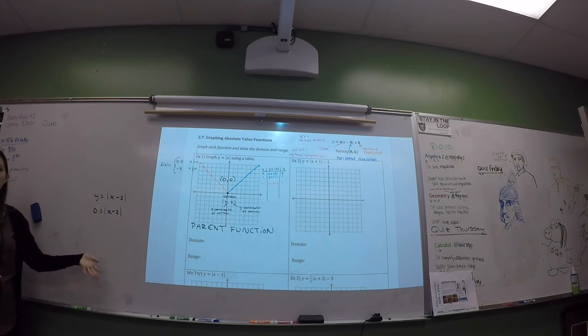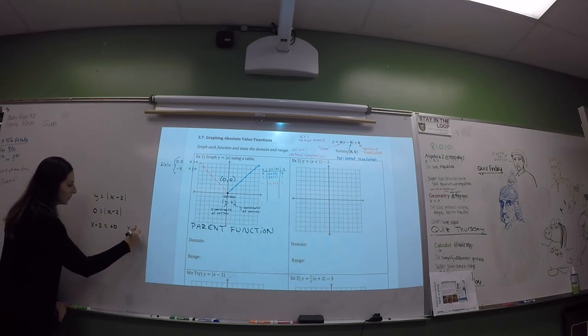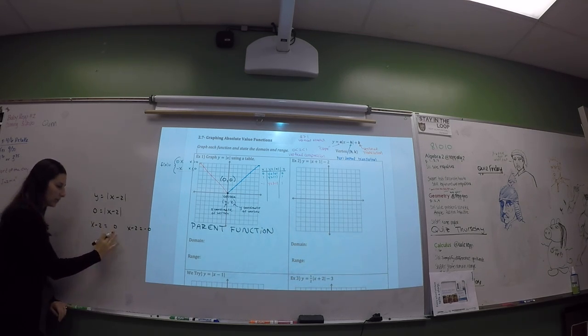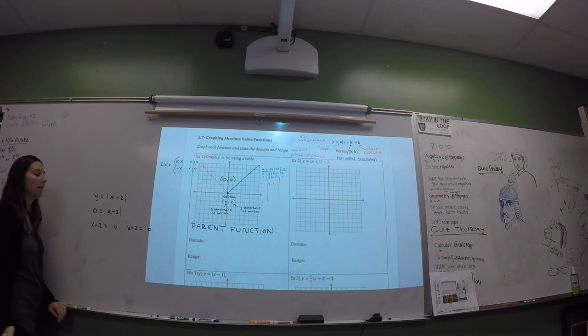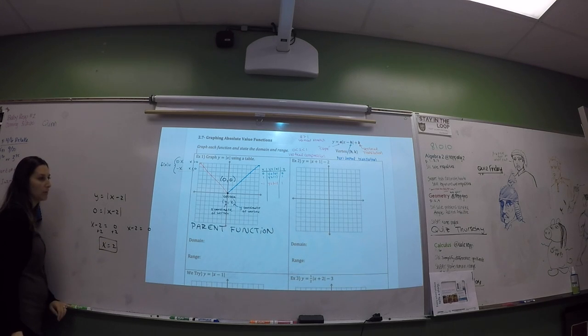How do we solve an absolute value equation? We take what's in here, we set it equal to 1 positive, we set it equal to 1 negative. Well, there's no such thing as positive and negative 0, so we basically just do this. Then we solve. We add 2, we get x equals 2. For both. The x-intercept is 2.